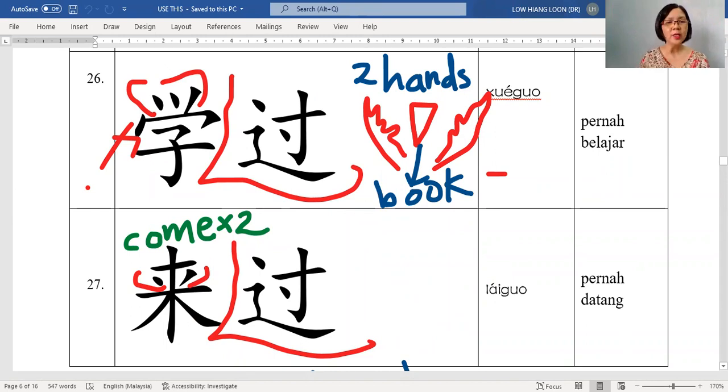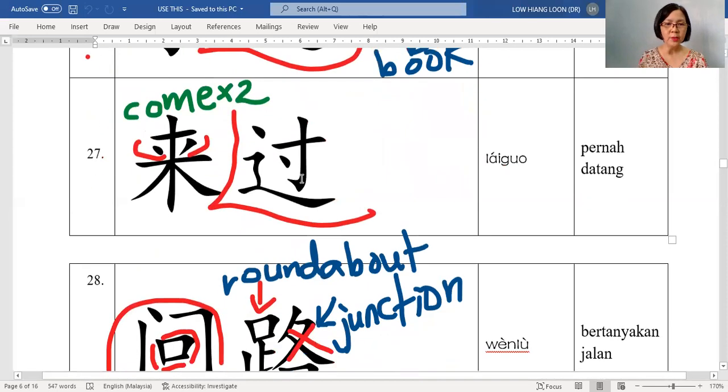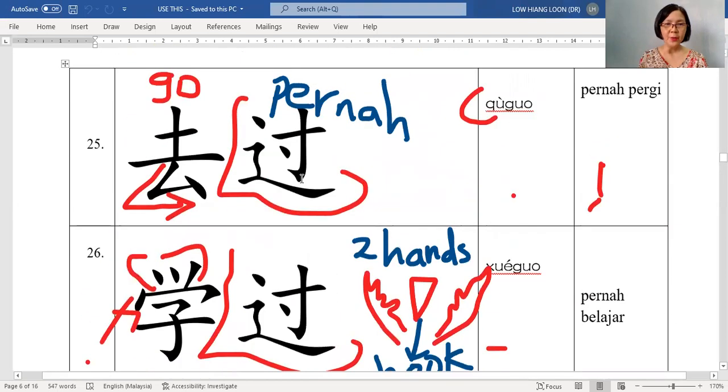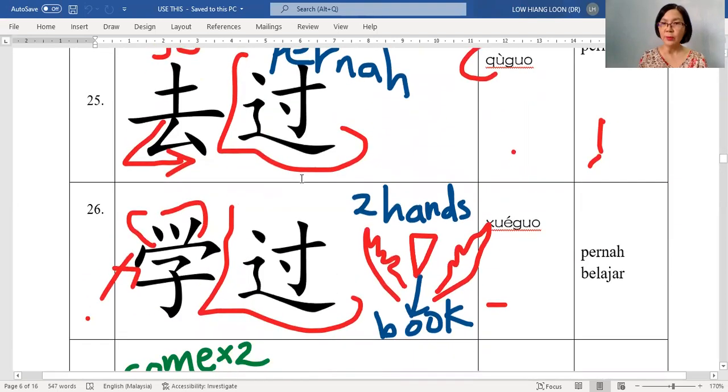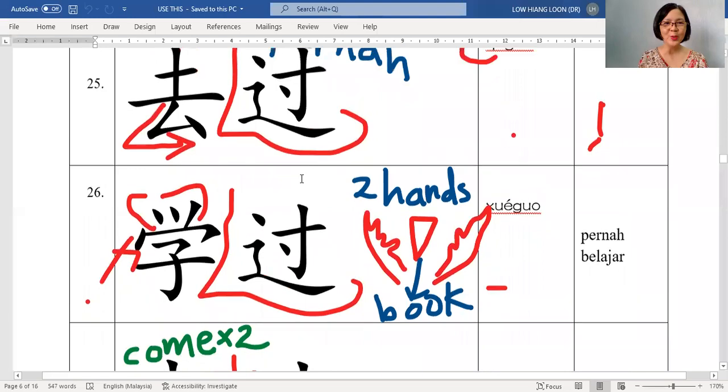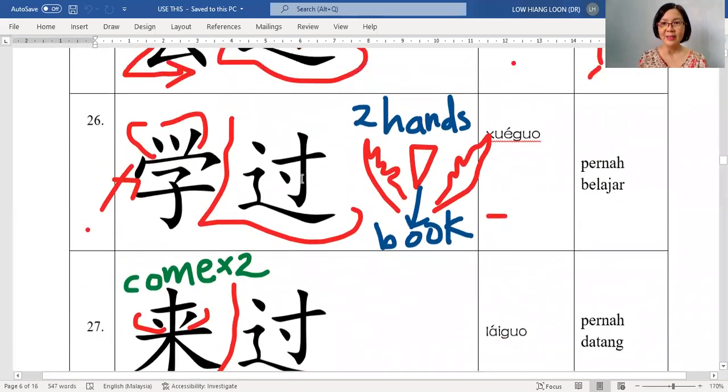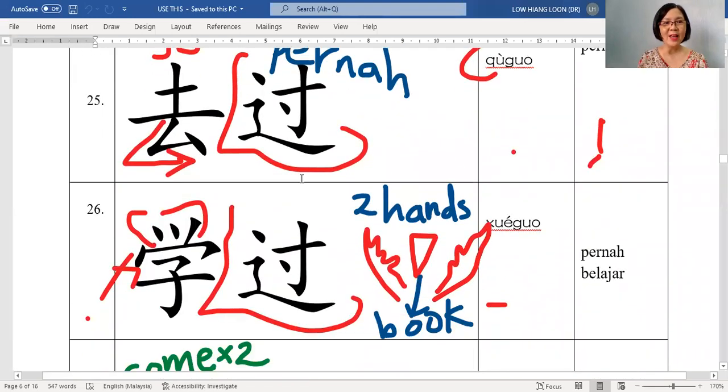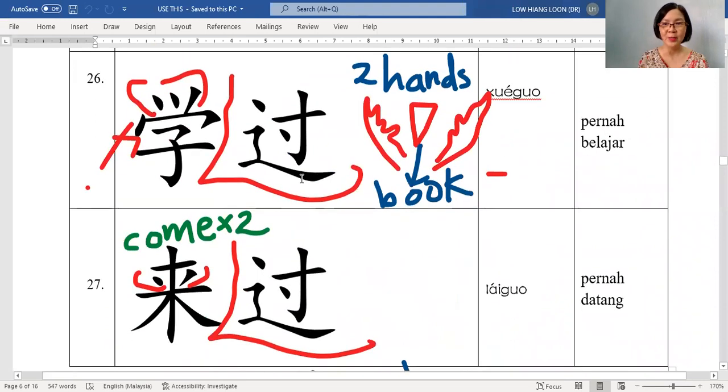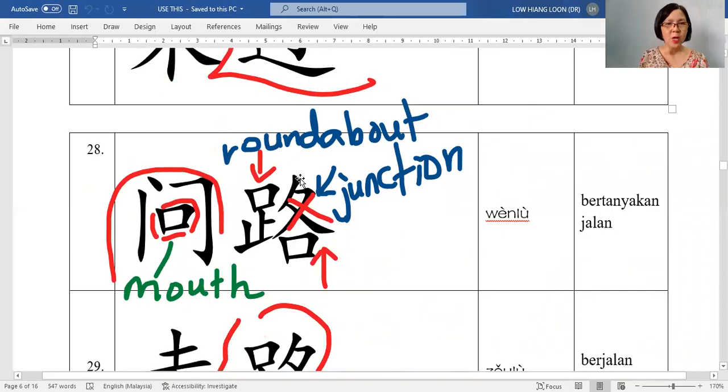All right, students, the phrases with 过, you learn 3. Can you recognize? Now the question is, pernah datang. Which number? Pernah datang. Which one? 27. Why do you know? Because there is lai. Come. Yes. All right. So we proceed. Come to the next.